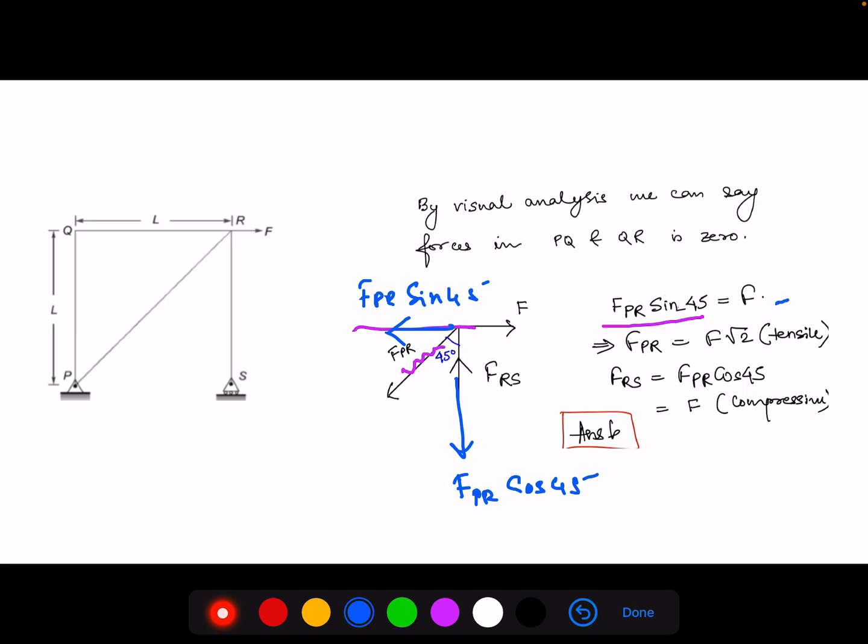So if you say summation of forces in x direction equal to 0, so FPR sin 45 is equal to F. So sin 45 is 1 by root 2. So FPR will become F root 2, right? Okay, we will talk about the direction, the nature of forces. Similarly, what is FRS? FRS is equal to FPR cos 45. If you take summation of forces in y direction equal to 0, in upward direction it is FRS, in downward direction it is FPR cos 45, right? FPR is already F root 2 multiplied by 1 by root 2. So it is equal to F.